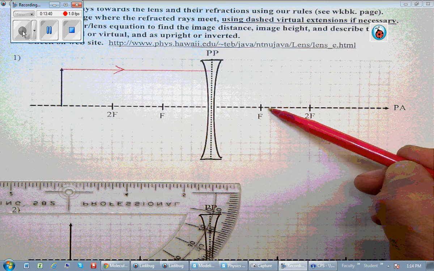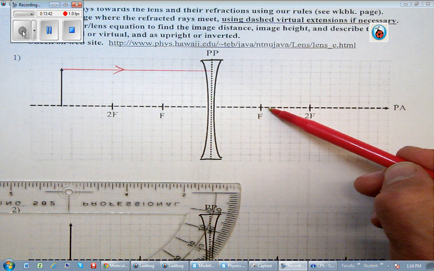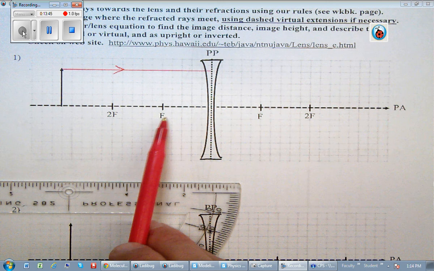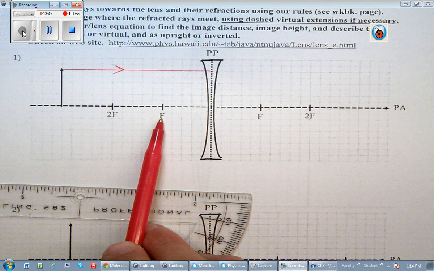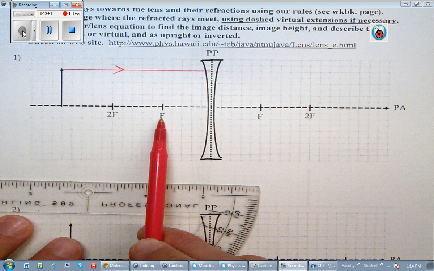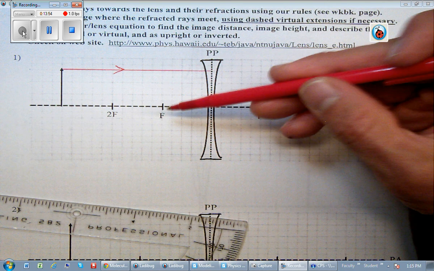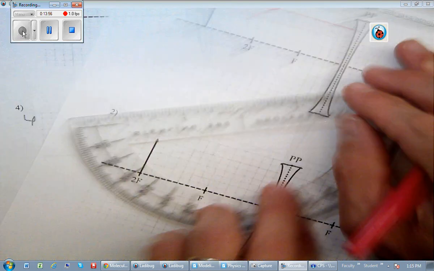It has instead a virtual focal point from where everything seems to diverge, and that's over here on the left side. So you've got to really change your thinking when you're looking at a diverging lens. So the ray comes out of this lens as though it comes from this virtual focal point.